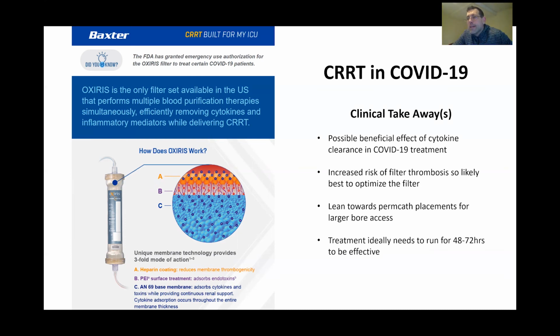You might want to lean a little more towards permacaths instead of the temporary catheters, and that's only because they're larger in diameter. And being larger in diameter is really important because what we want to do is make sure that we run continuous renal replacement therapy. It has to run for 48 to 72 hours to be effective. We don't want the machine going down because of the filter or because of the line clotting. And so optimizing those two endpoints, the line and the filter, so that you can have the full run of CRRT is really in the best interest of your patients.